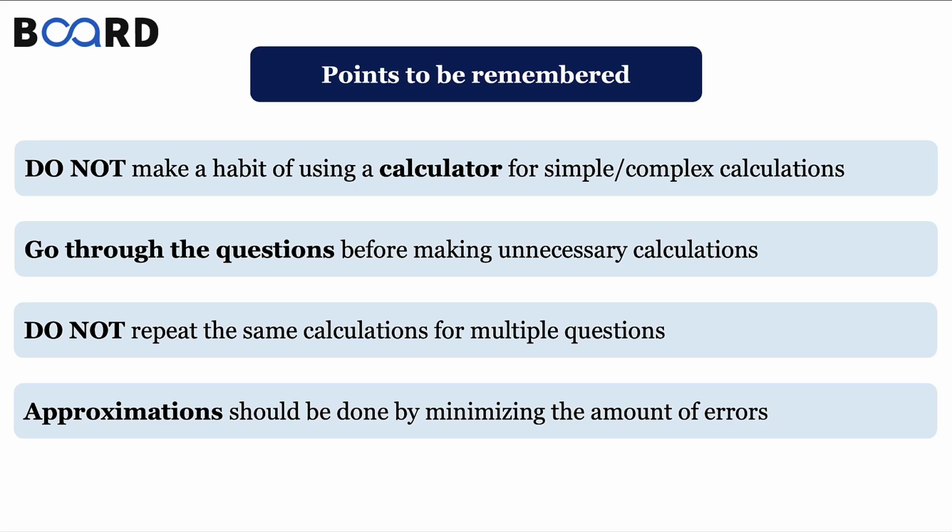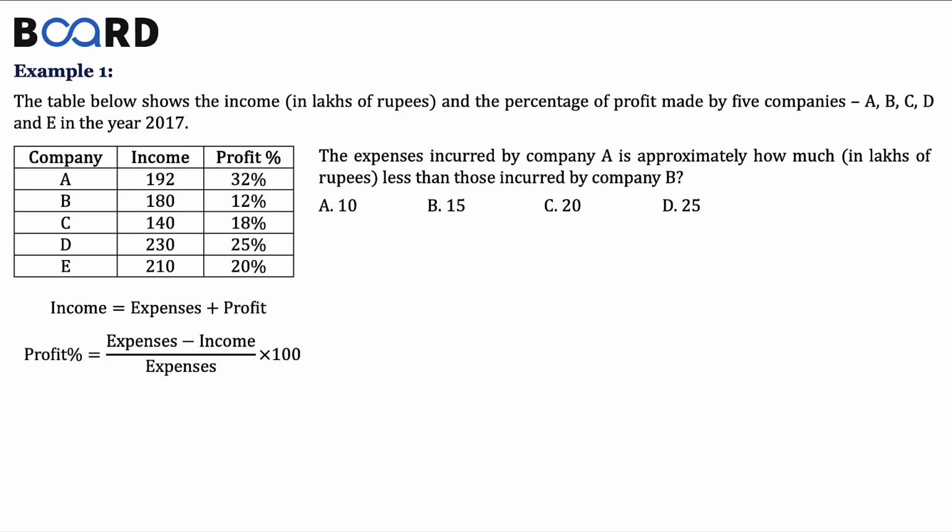So these are some of the points which we should keep in mind before delving into data interpretation. Now, let me show you a couple of examples. Say they're talking about a table that shows the income in lakhs of rupees and the percentage of profit made by 5 companies A, B, C, D and E in the year 2017.